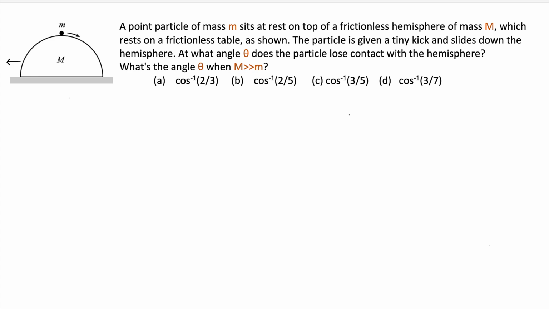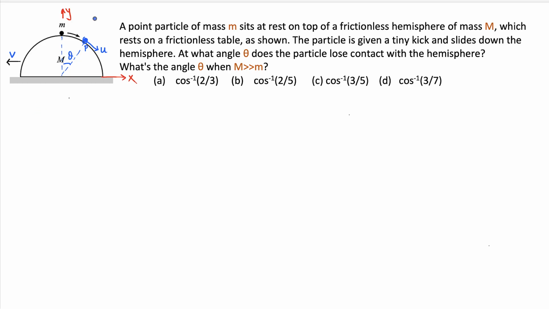Okay, let's solve the problem now. So as usual, let's draw the free body diagram first. So let's say this is the particle at a certain point in time and it is making, let's say, an angle theta. Okay, and the velocity of this particle, let's say, is u, and this is going to be tangent at this point. Let's say this point is P, and let's say that the velocity of the hemisphere is v in the left direction. Let's assume that this direction is x and this direction is y.